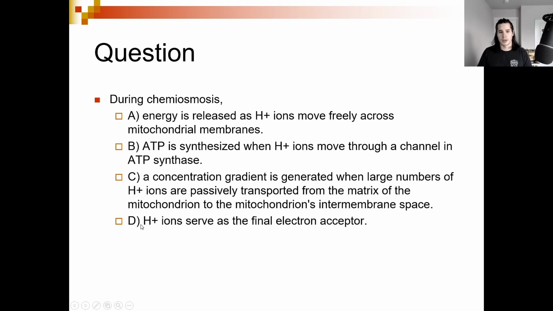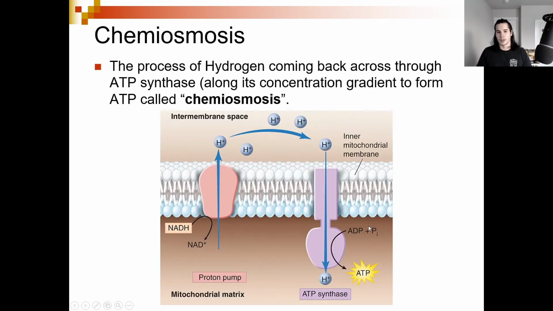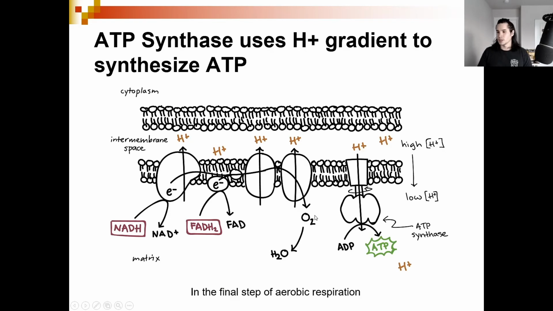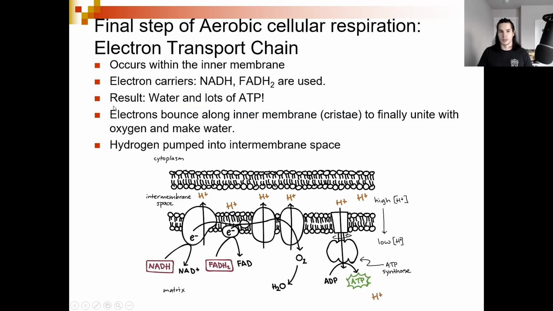And then lastly, we have hydrogen ions serve as the final electron acceptor. The final electron acceptor is oxygen. The final product is water, in this case here. And that's actually something very important to remember. The final electron acceptor in the electron transport chain is oxygen.